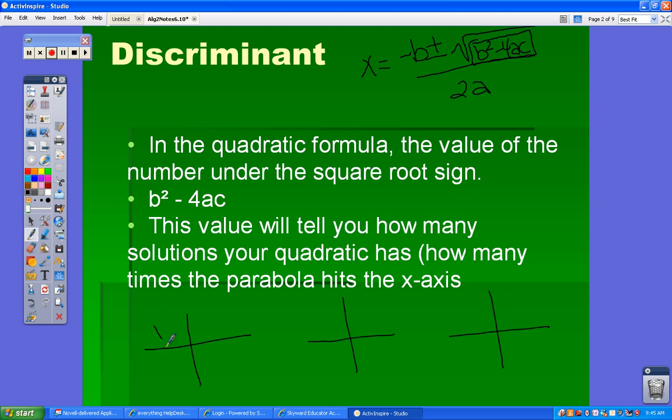Your parabola could look like this: there are two solutions, because there are two places where it equals 0. It could look like this, and then there are no solutions, because it will never equal 0. Remember, it has to equal 0. Or it could look like this, where it is tangent, and then there is one solution. So we are going to take a look at how we can use this b squared minus 4ac to determine how many solutions our quadratic has.